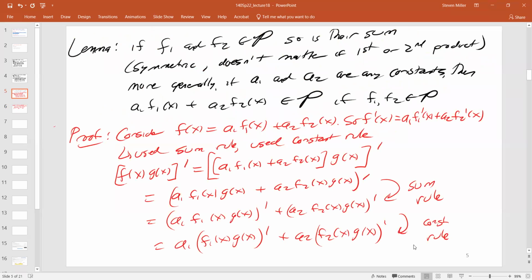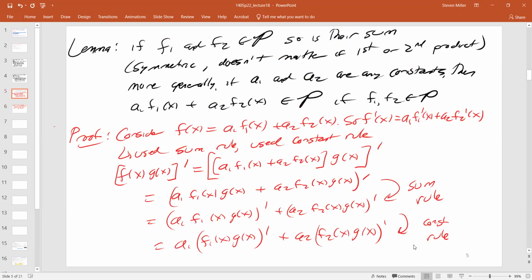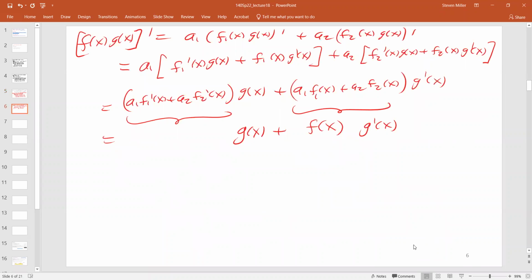Let's go back a page. What is a1 f1 of x plus a2 f2 of x? It's just f of x. That's our function f of x. So I can replace this with an f of x over here. What about a1 f1 prime of x plus a2 f2 prime of x? Yeah, if you look at what we had a moment ago, that's just f prime of x. Oh, wait a minute. This is what we wanted to show.